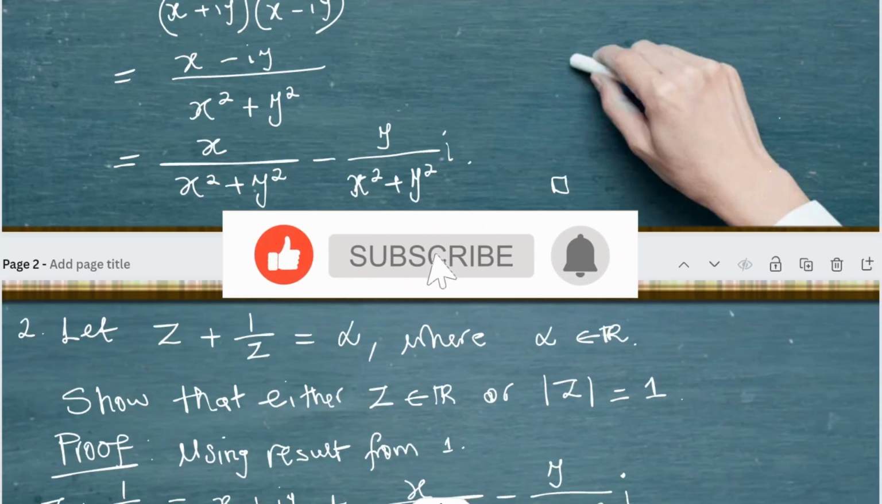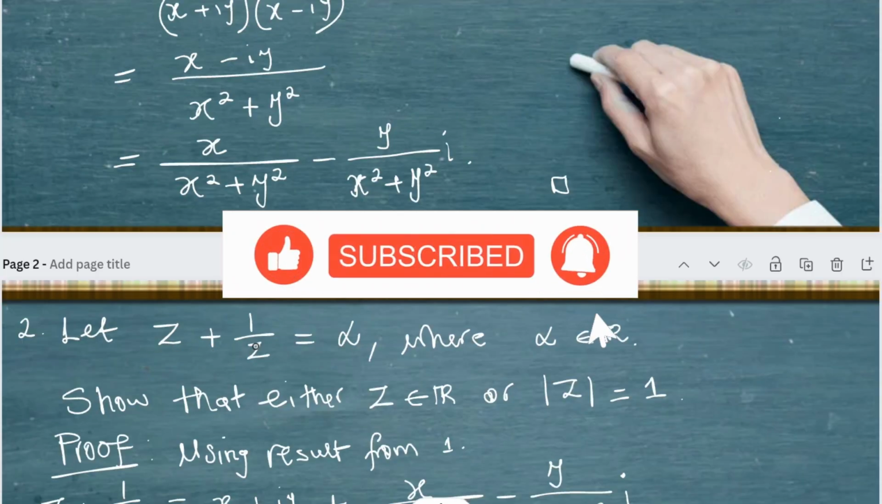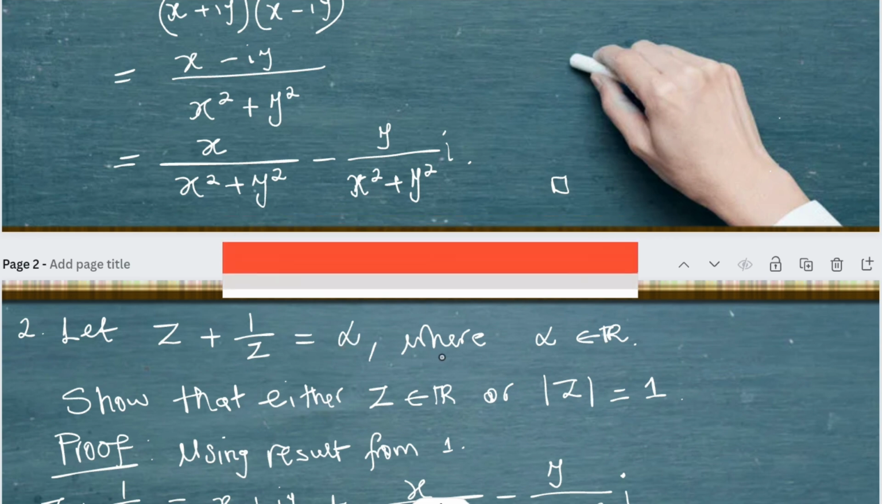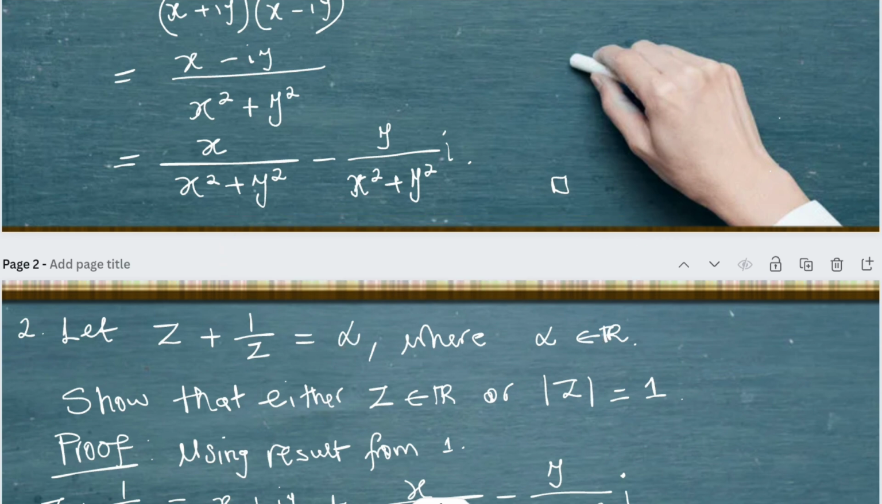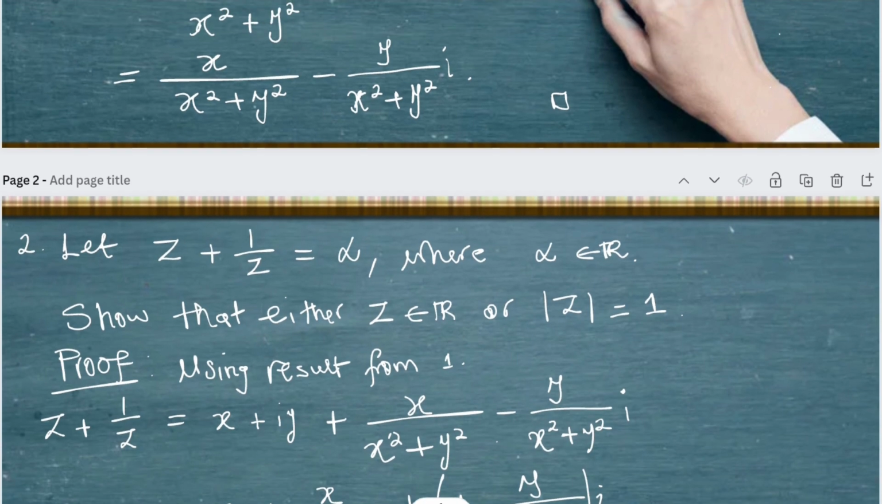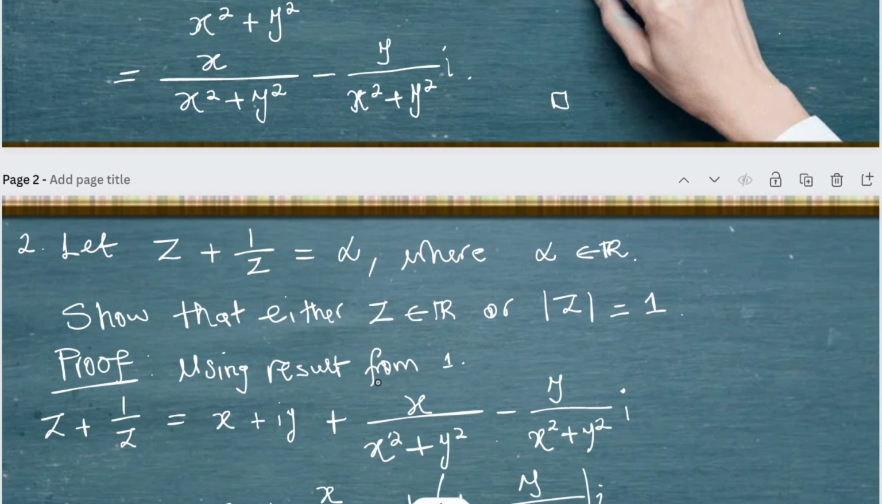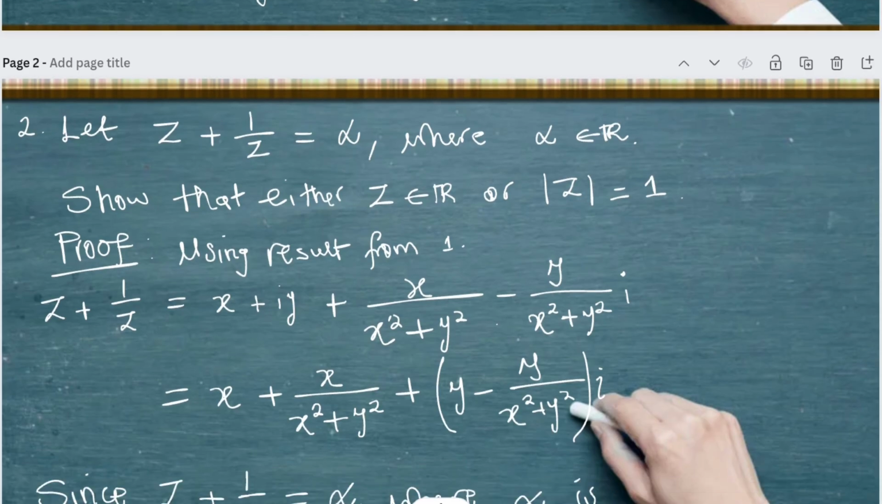In the second problem, given that z plus 1 over z is equal to alpha, where alpha is a real number, we want to show that either z is a real number or the magnitude of z is equal to 1. Now we are going to use the result obtained from 1, that z plus 1 over z is equal to x plus iy, which is z, then plus 1 over z is this expression.